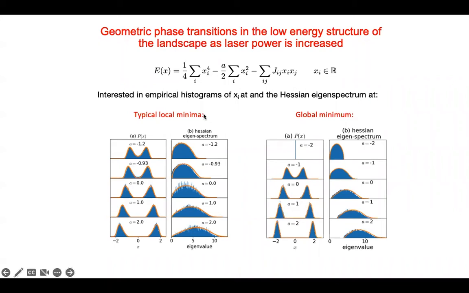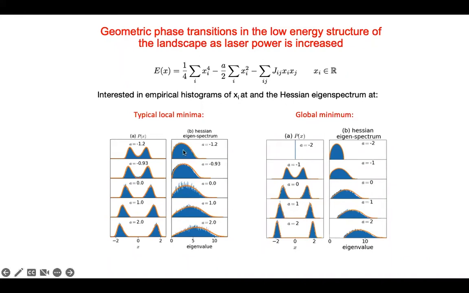If you look at the Hessian at the local minimum, this is the eigenvalue spectrum of the Hessian. The blue is numerics, the orange is theory. And you see that you have very, very flat minima, in the sense that the Hessian eigenvalue spectrum has no gap away from the origin.